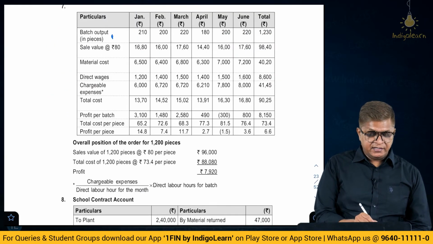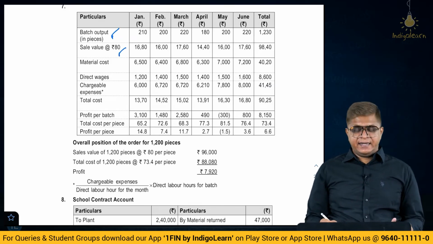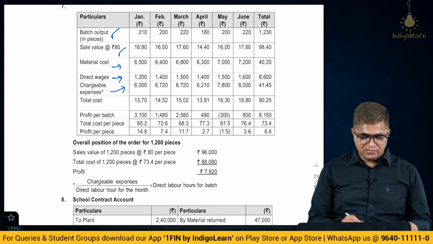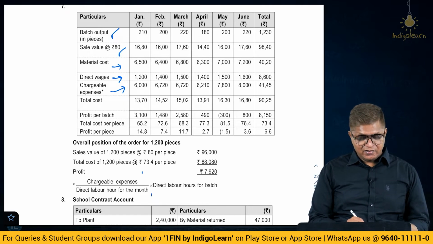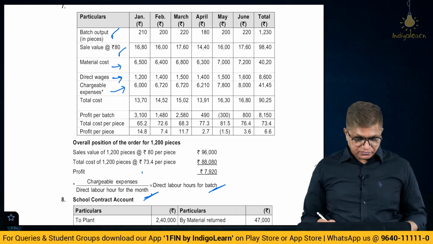So they have indicated the batch output in the number of pieces. What is the sales value? At 80. They have indicated the material cost, which is directly from the question, and direct wages, directly from the question. Chargeable expenses, as we discussed, will be chargeable expenses divided by the labor hours for that month, into the number of labor hours for the batch.